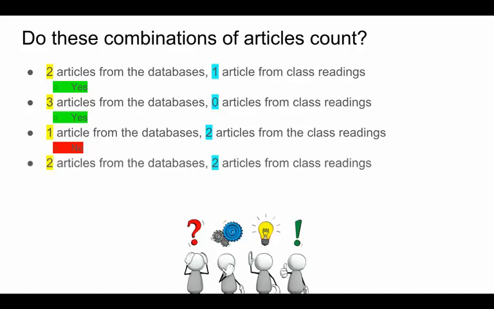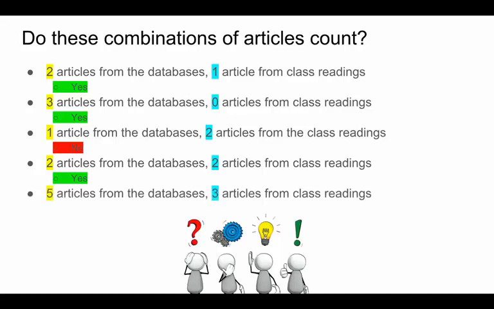How about 2 articles from the databases and 2 articles from class readings? Does this meet the requirements? Yes, it does, because you're meeting the minimum of 3 articles total and 2 articles from the databases. Remember, you can use more than the minimum. You just can't use less. All right, lastly, here's an ambitious student. They're using 5 articles from the databases and 3 articles from class readings. Does this meet the requirements?